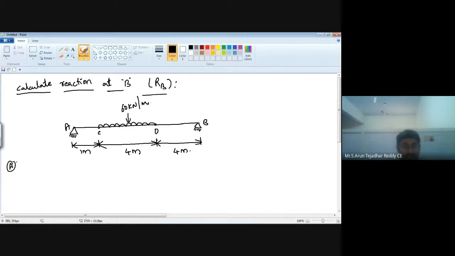Here C to D is the UDL. That is the only difference. Remaining is the same. Now, generally, what is the first step here? That is to draw the ILD for RB. So, what is the diagram? This is the diagram. He is asking RB, it means at point B. Here the maximum intensity is 1.